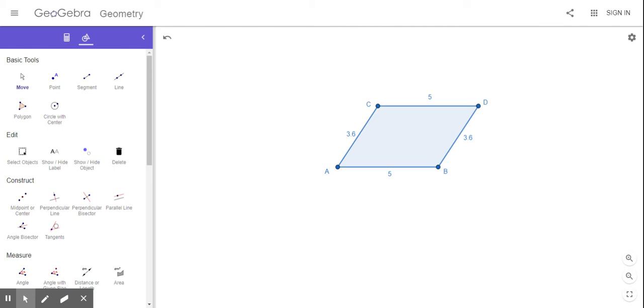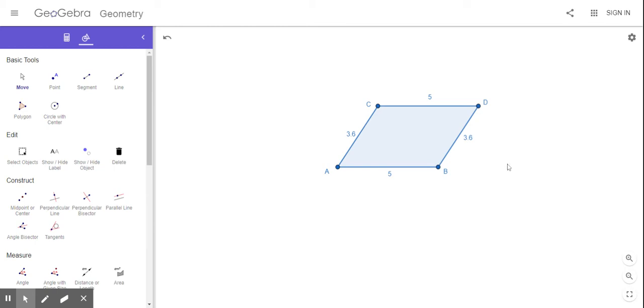So the first property of a parallelogram is that the opposite sides are congruent, which we should remember means equal. So the first property that we'll talk about in the notes later is that opposite sides are congruent. Okay, now I'm going to leave that on there for a minute.